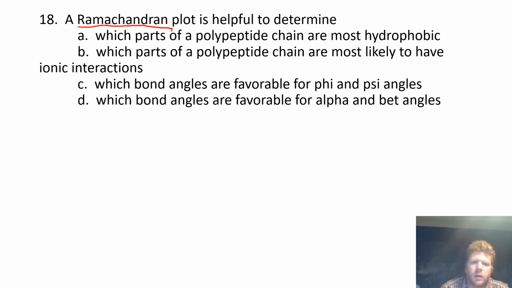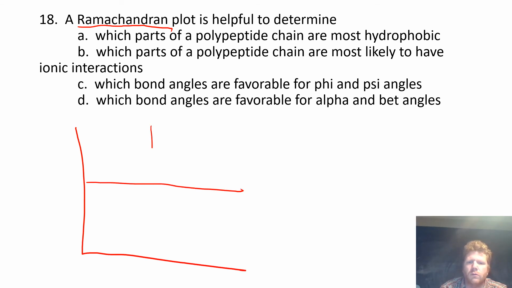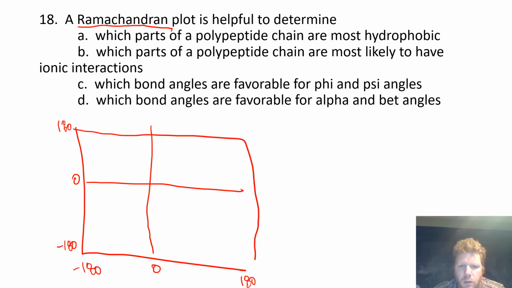A Ramachandran plot is the plot that looks like this. It's broken down into a total of 4 quadrants. And what you see is 180, 0, negative 180, negative 180, 0, and positive 180. When you look at a Ramachandran plot, you'll see regions that are kind of shaded, and what that shows are favorable angles. So the correct answer for this is which bond angles are favorable for phi and psi angles.